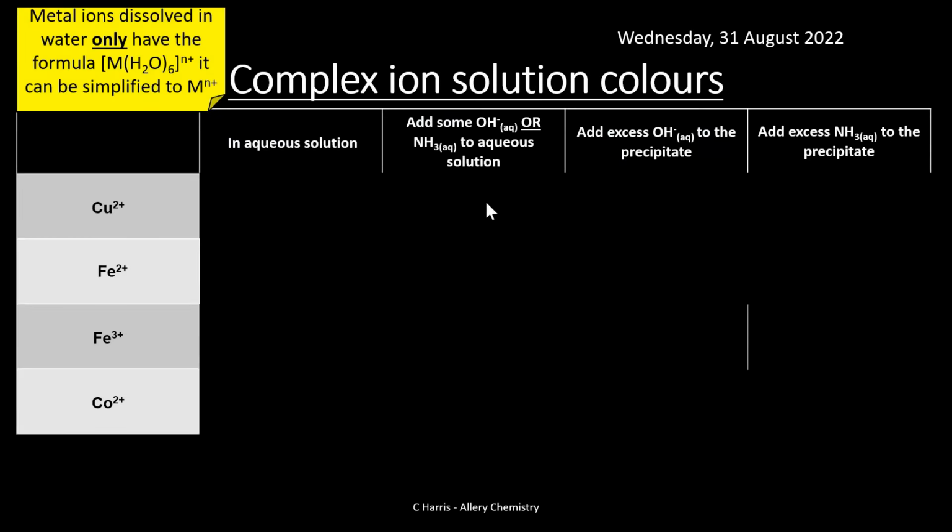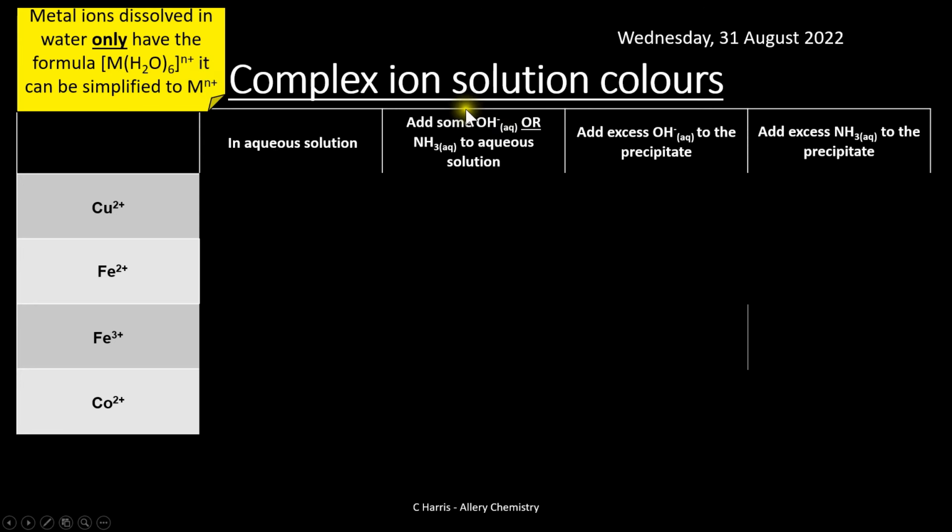Okay, so let's look at a bit of a summarizing, I suppose, of some of these. So we're going to look at some complex ion solution colours. So metal ions dissolved in water. These only have the formula of that. So it's metal with H2O6. What I've done down here is I've simplified that to Mn+, and you'll probably see it here.